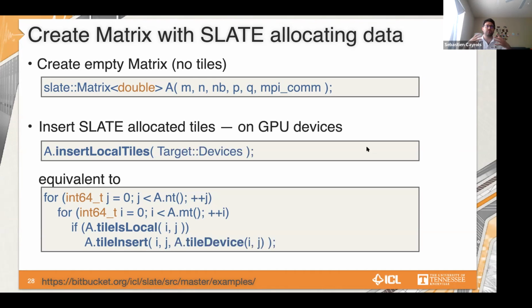We also introduce flexibility to do it on the GPU, on a device. So here you're going to add additional parameters. In the first case, it's just adding target: devices. And for the equivalent snippet, when you do tileInsert, you add a third parameter, which is A.tileDevice(i, j). And it will be allocated following the distribution to the corresponding device.